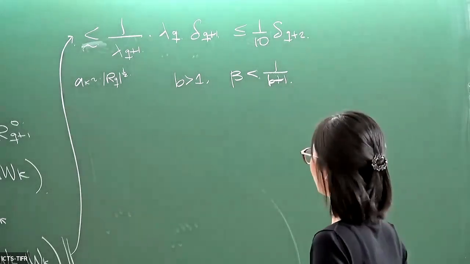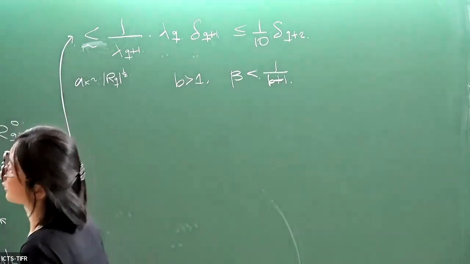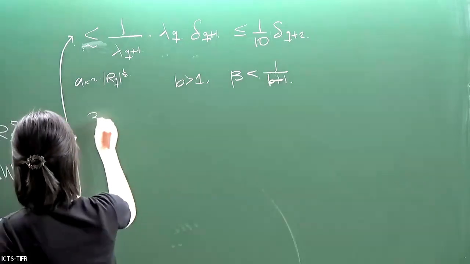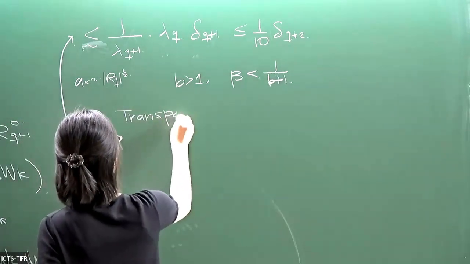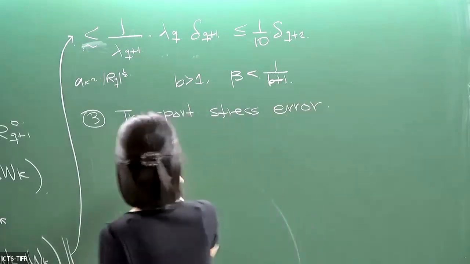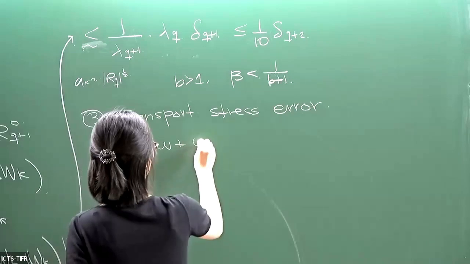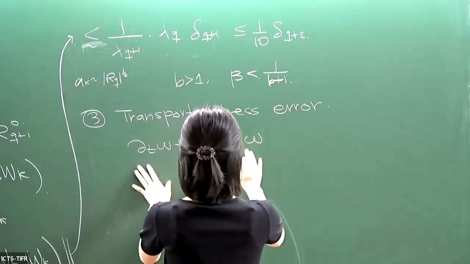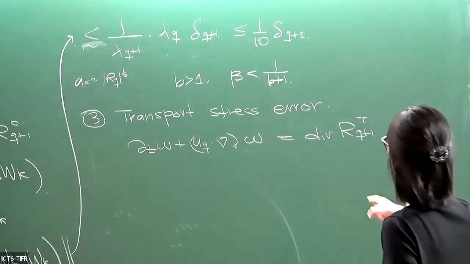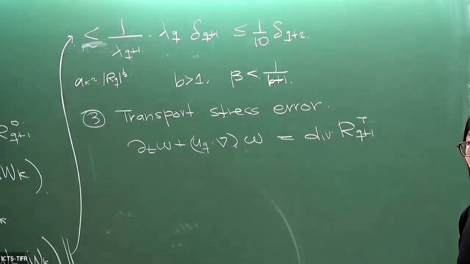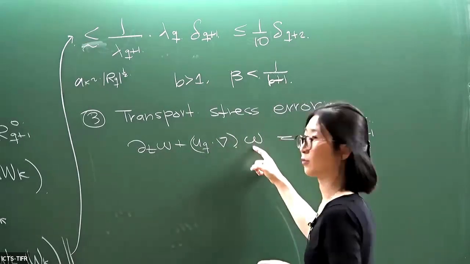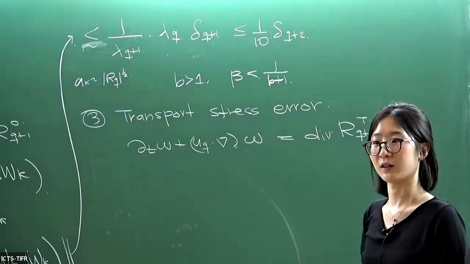Okay, now let me move on to the last error, number 3, which is called the transport error. In this error, we want to see the contribution of the following error term, and let me denote the error by R_{q+1}^T. Then you can again notice that we have the same problem, because there is a derivative in front of the pattern, which will again destroy this heuristic computation.